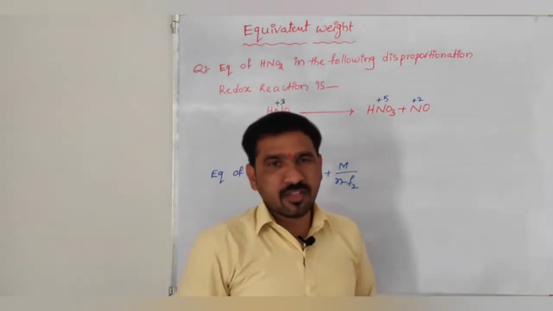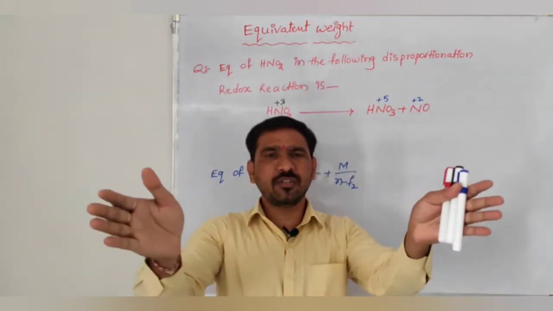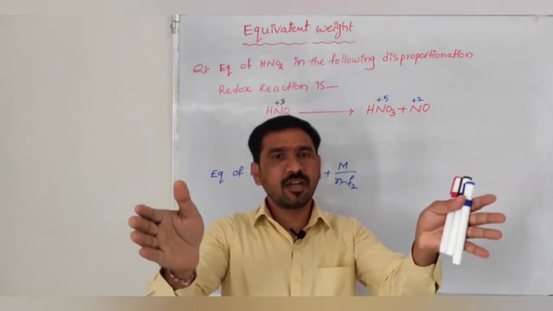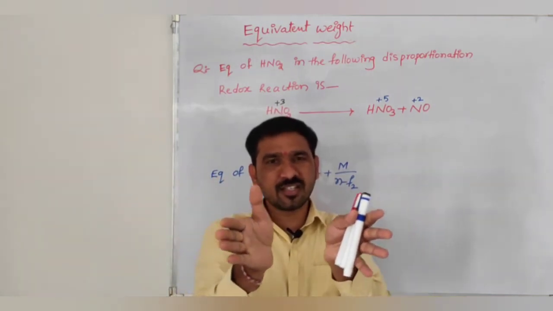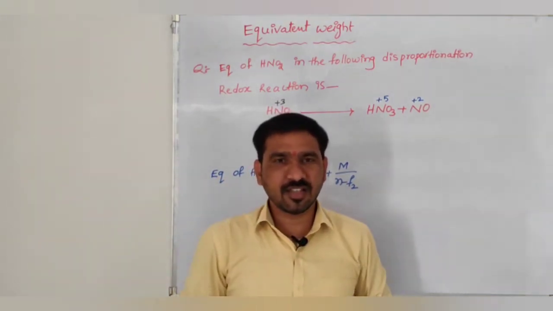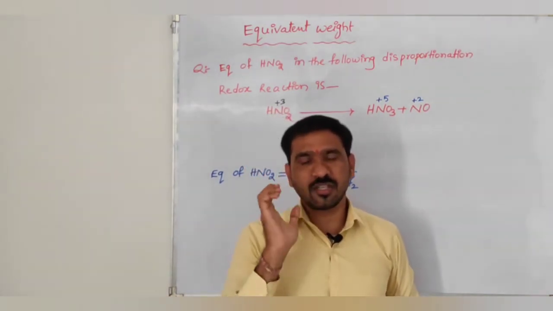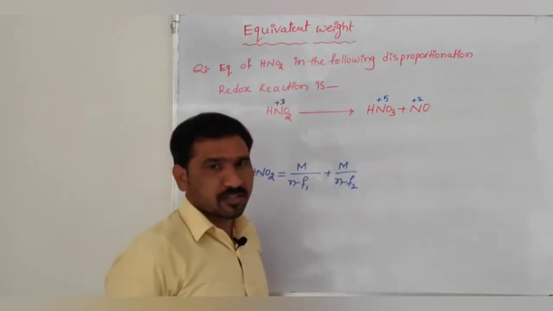As I told in the previous class, when a single oxidation state is converted into 2 different oxidation states, that redox reaction is called what, beta? Disproportionation redox reaction. When 2 different oxidation states are converted into a single oxidation state, that type of redox reaction is called what, beta? Comproportionation redox reaction. This is what here? Disproportionation redox reaction.